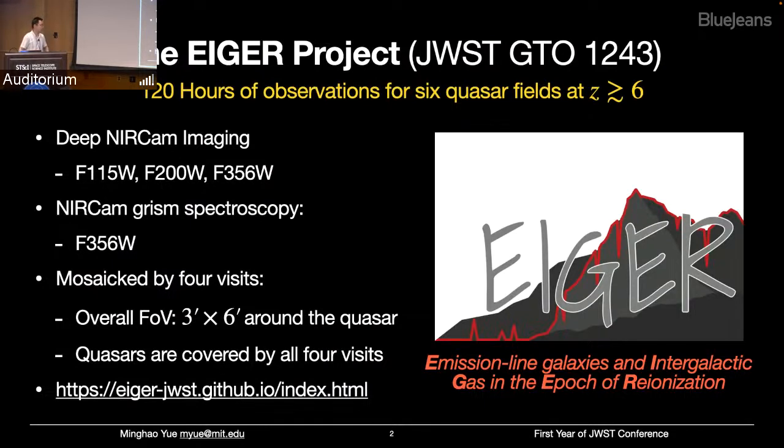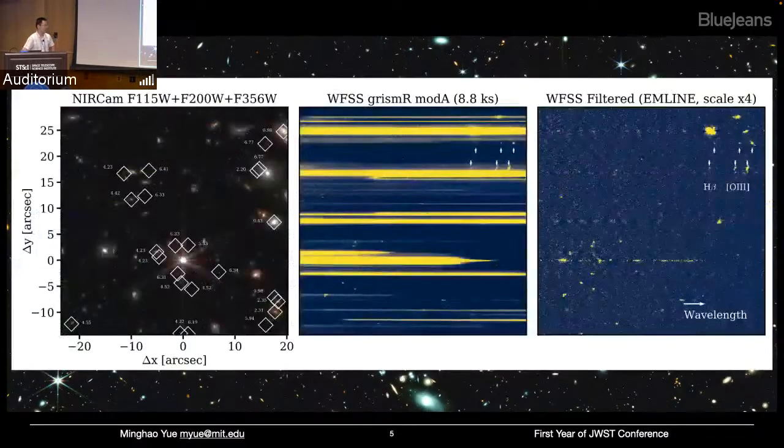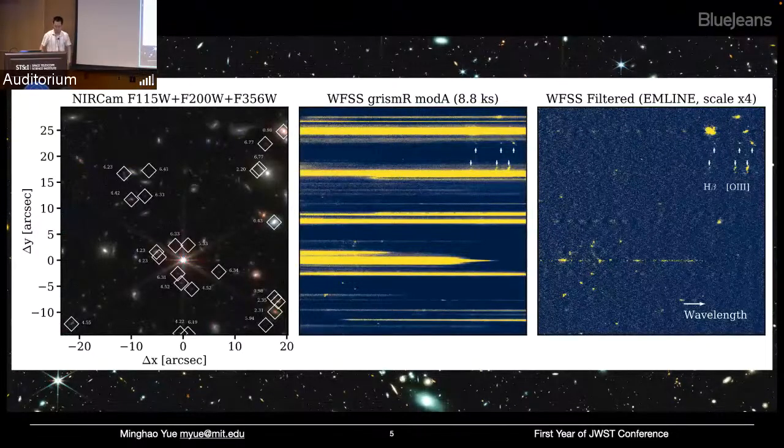And I would like to show you an example of the EIGER image. This is the field around quasar J0100, and the quasar is at the center of the field. The image is just very beautiful. In addition to this deep NIRCam image, we also get grism spectroscopy of the whole field. That essentially means we have a spectrum for every object in this field. This excellent data set really allows us to do a lot of exciting science.